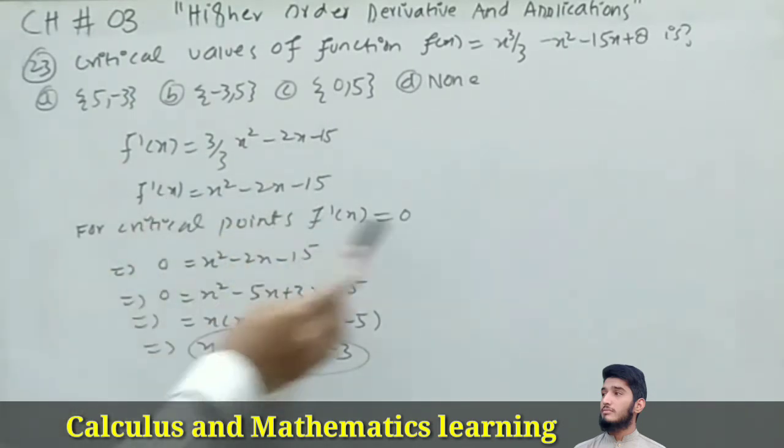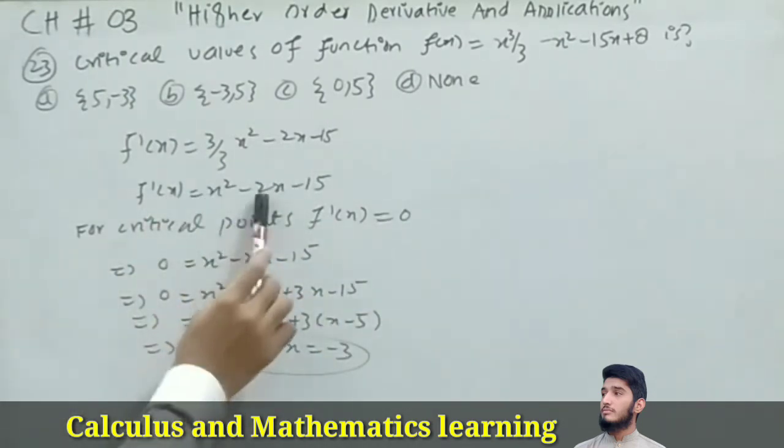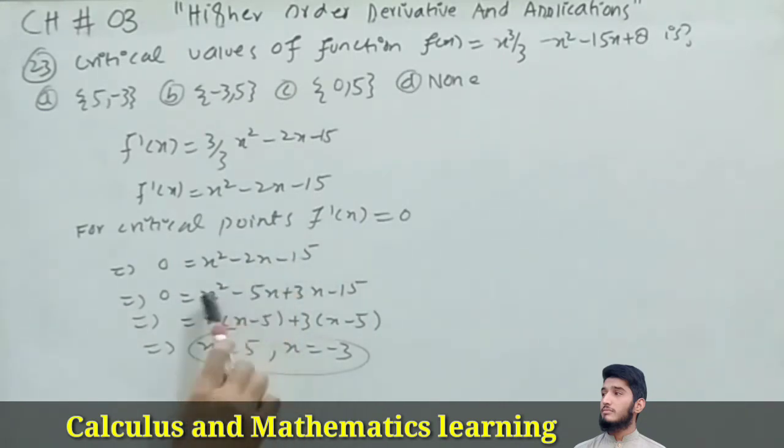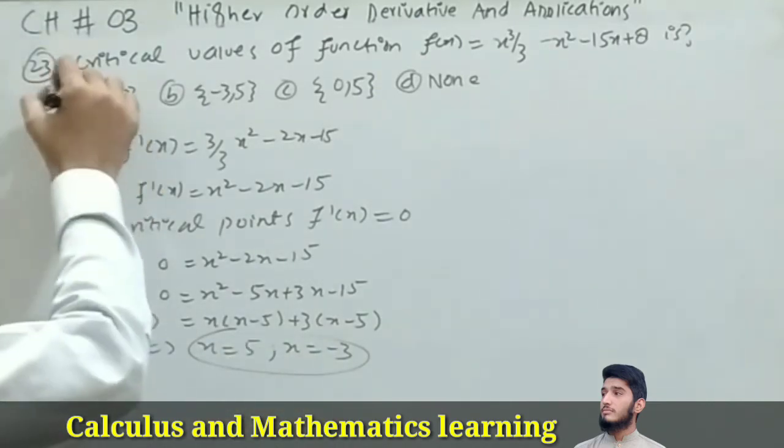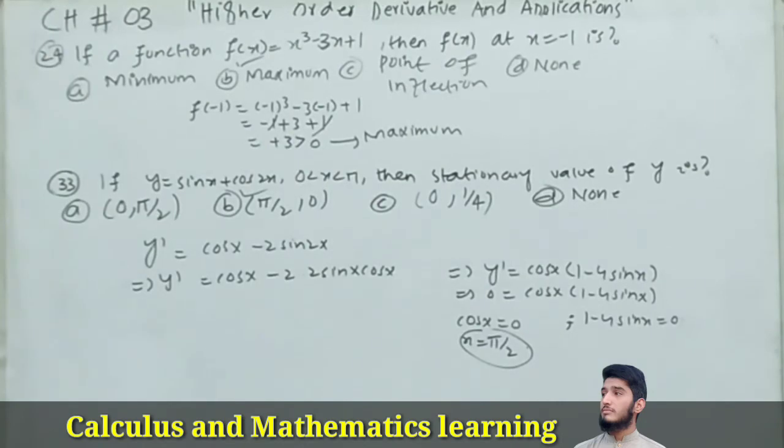For the critical point f prime of x will be 0, so 0 is equal to x squared minus 2x minus 15. Do factorization over here, so x into x minus 5 plus 3 into x minus 5, the value of x will be minus 3 and 5, so the correct option is option A. Move toward MCQ number 24.